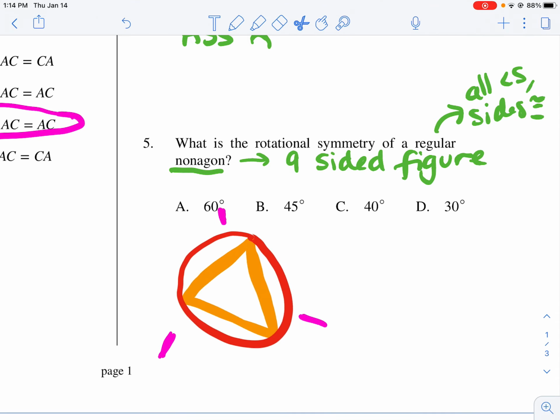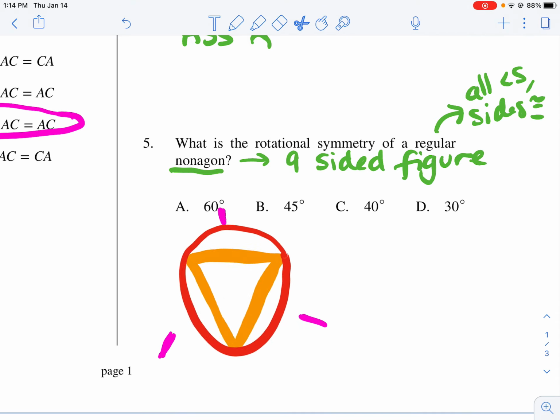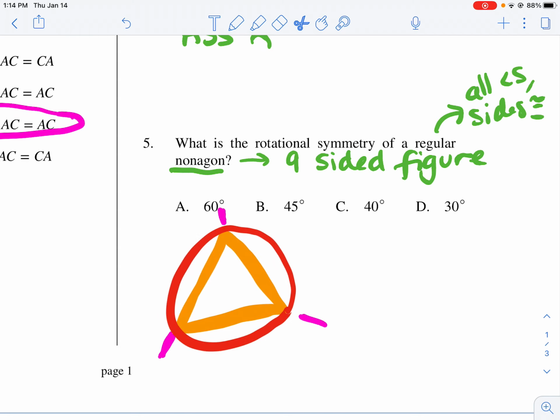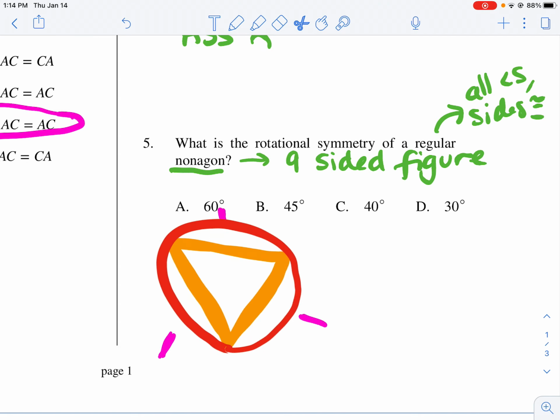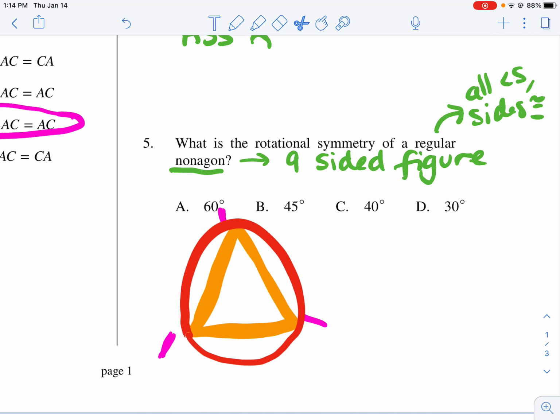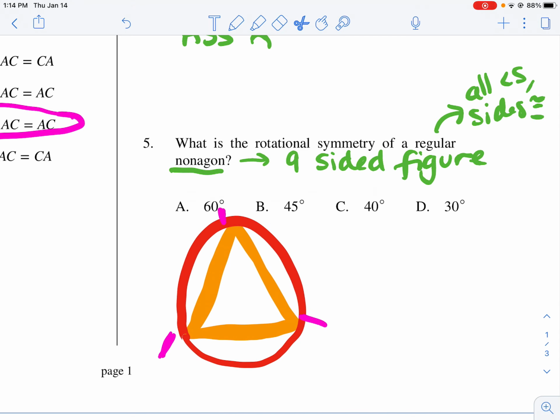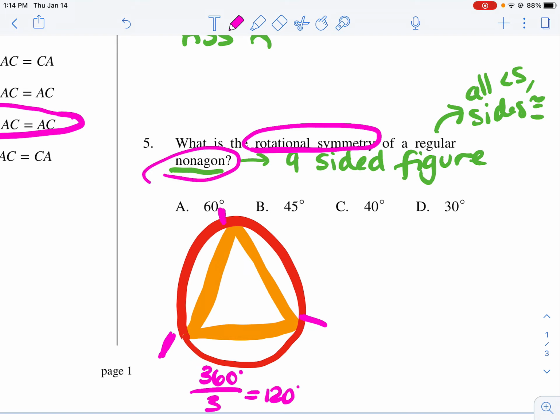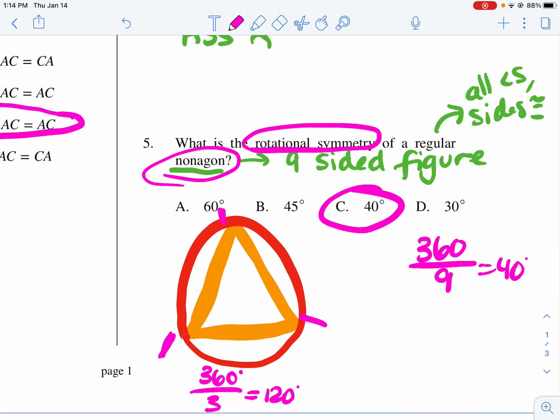So if I rotate this around, do you see how it comes back to be the same shape? And we can actually do that 3 times because we have 3 sides. So to do it for a triangle, our rotational symmetry would be 360, because that's how many degrees are in a circle, divided by 3 would be 120. So for a nonagon, we're going to do the same idea. 360 divided by 9 would be 40.